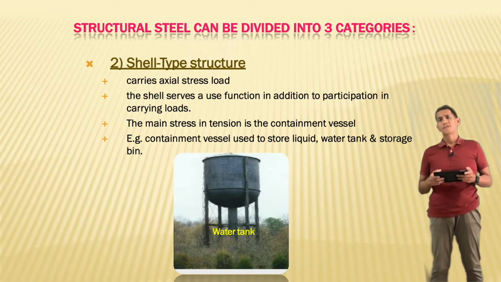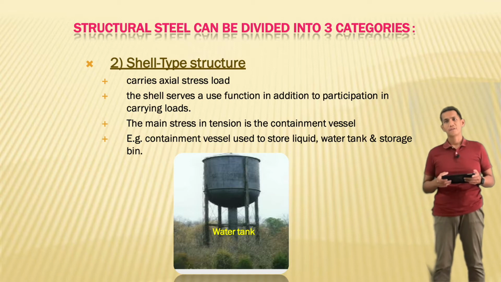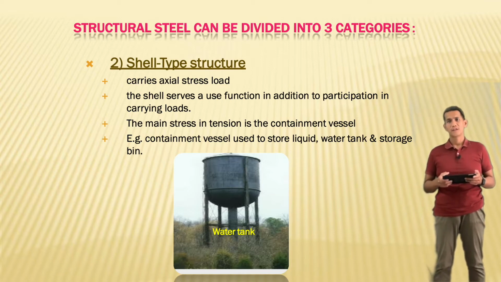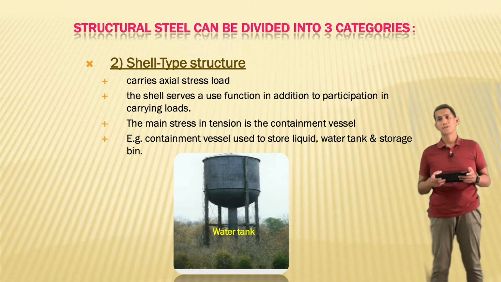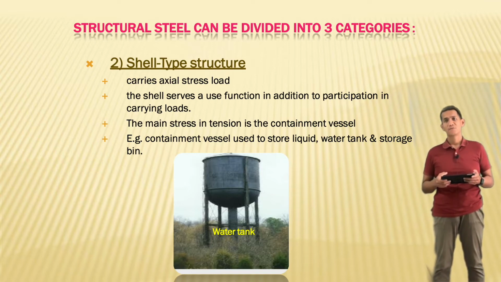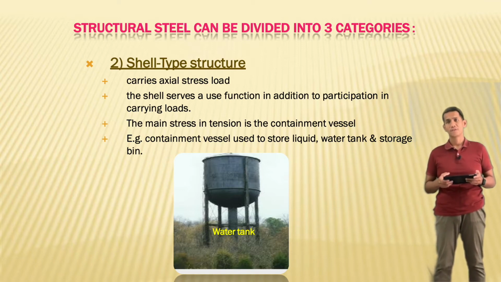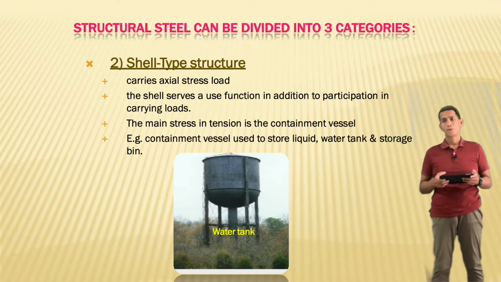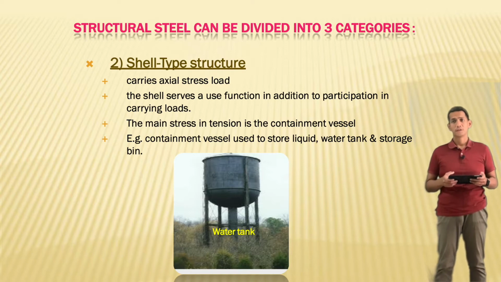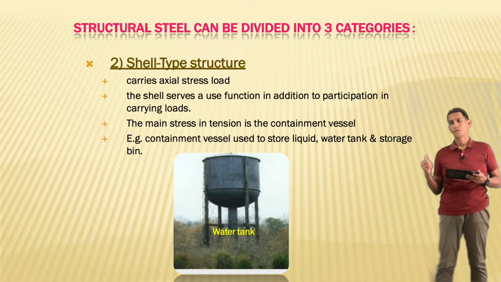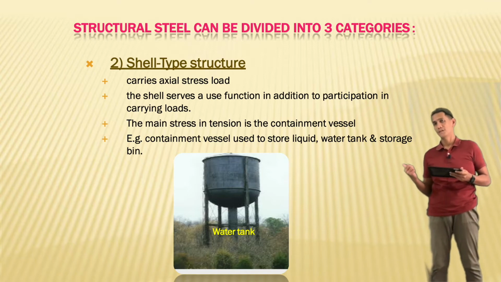Number 2, shear type structure. It carries axial stress load. The shear can serve a use function in addition to participation in carrying loads. The main stress intention is the containment vessel. For example, containment vessels used to store liquid, water tank and storage bin. So we have an example of a water tank as shown in the figure in the slide.